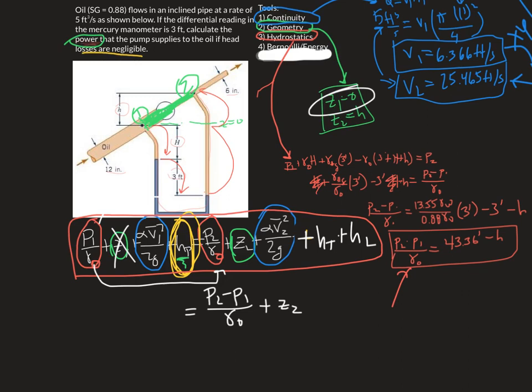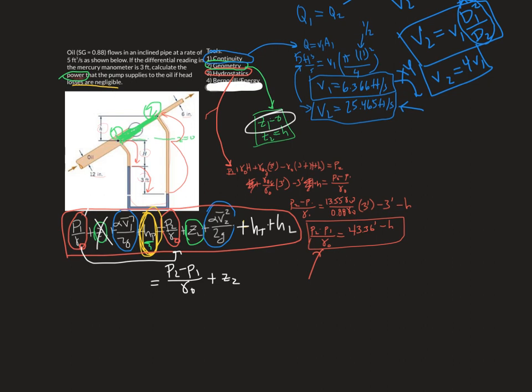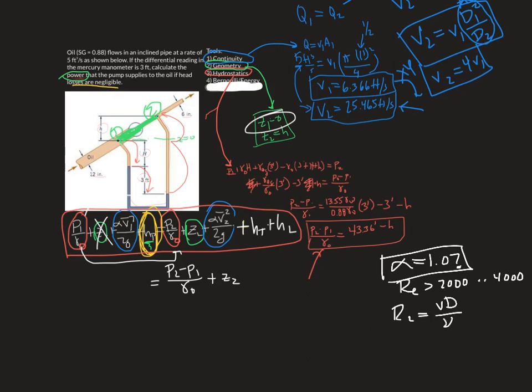let's see, there's just an alpha left, and the alpha's gone. Wait, did we check these alphas yet? We did not check these alphas yet. So let's go ahead and check these alphas just to be sure if alpha is 1. We need to find out if the Reynolds number is greater than about 2,000 or 4,000, and that will make this alpha equal to 1. I'll tell you right now it's going to be, but let's just go ahead and do it.